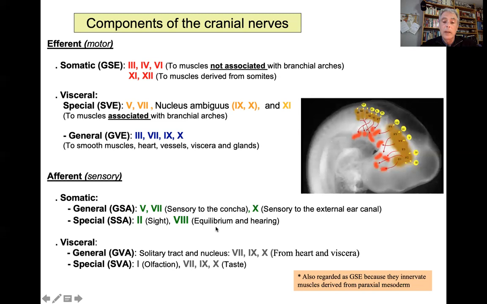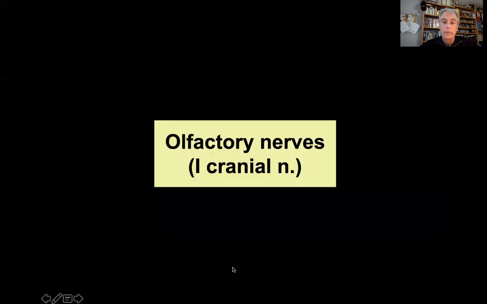for equilibrium and hearing. We also have the visceral afferent component, divided into general visceral afferent and special visceral afferent. The first includes the nucleus of the solitary tract, that's facial, glossopharyngeus, and vagus, that transfer information from heart and viscera. And the special visceral afferent is the olfactory nerves for olfaction and facial, glossopharyngeus, and vagus for taste.